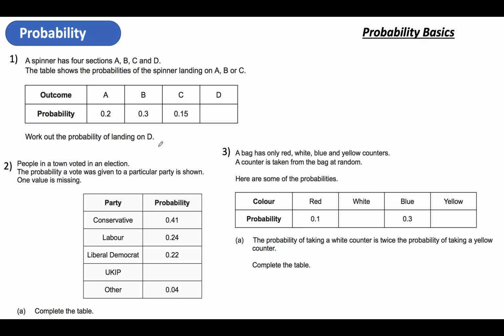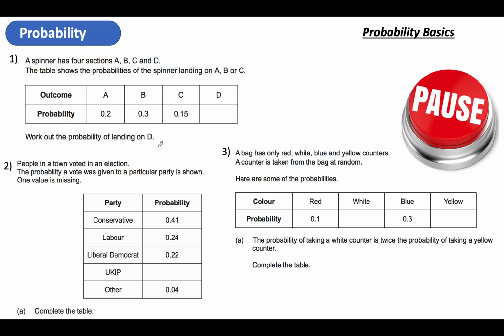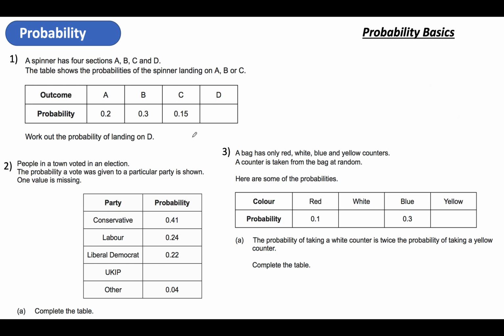So I want you to pause the video and try and figure out what the missing probabilities are and answer those quick questions, and then unpause the video and see if it matches with my answers. So pause now. Okay, we've unpaused the video.